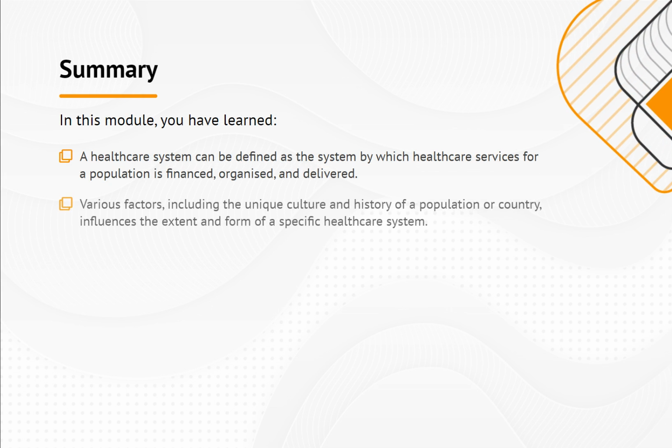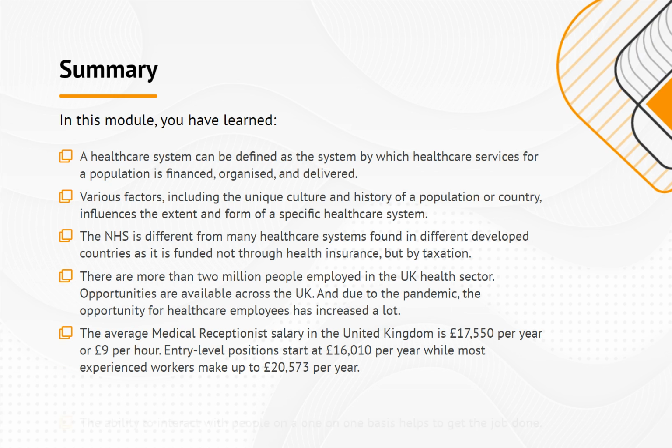Summary. In this module, you have learned: a healthcare system can be defined as the system by which healthcare services for a population is financed, organized, and delivered. Various factors, including the unique culture and history of a population or country, influence the extent and form of a specific healthcare system. The NHS is different from many healthcare systems found in different developed countries, as it is funded not through health insurance, but by taxation.